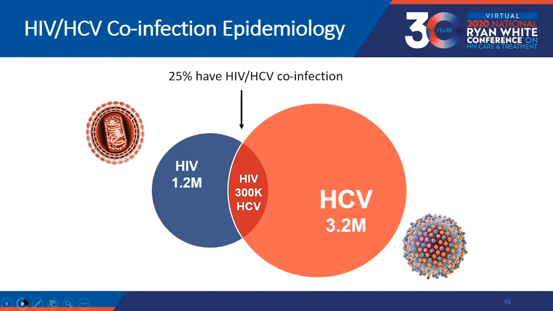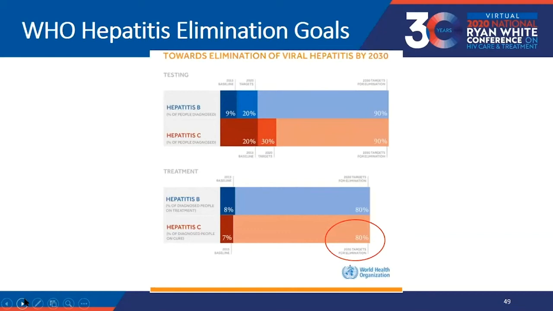Many of you are familiar with the World Health Organization hepatitis elimination goals, which are quite lofty, but overall, in terms of hepatitis C across the globe, the World Health Organization would hope that by 2030, 80% of people who are documented to have chronic hepatitis C will have been cured. Next slide.